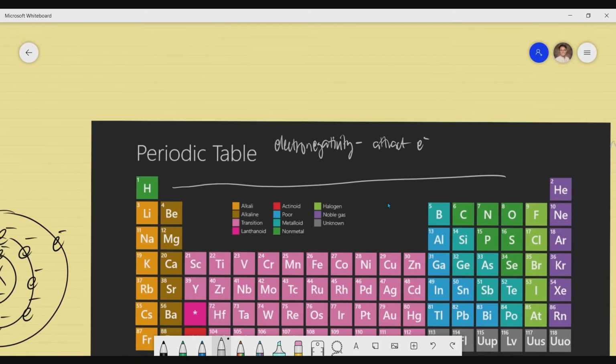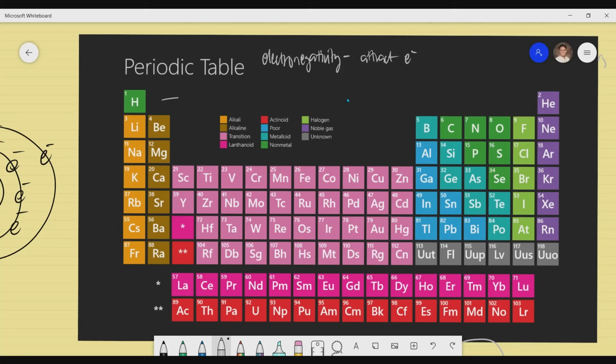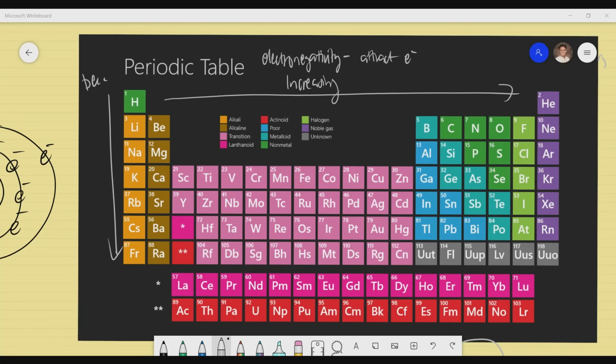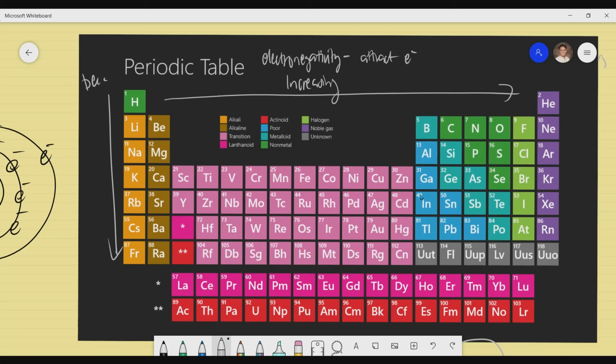So from left to right, it is increasing, and then from top to bottom, it is decreasing. Okay? Left to right, increasing. Top to bottom, decreasing. Why? So, attract electron. Ulitin po natin, balikan natin.